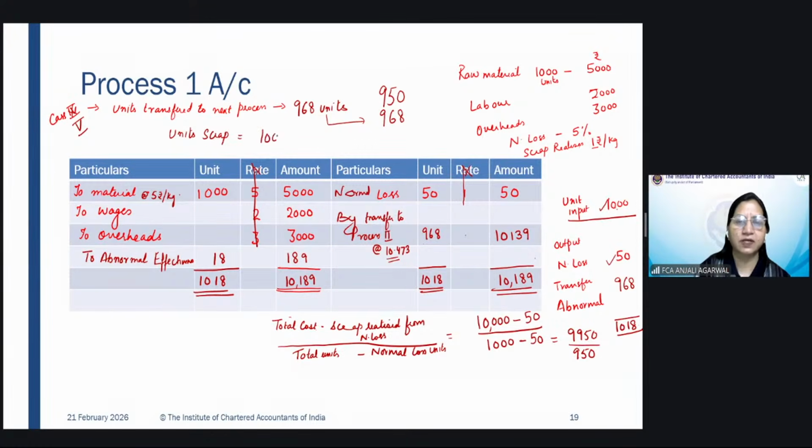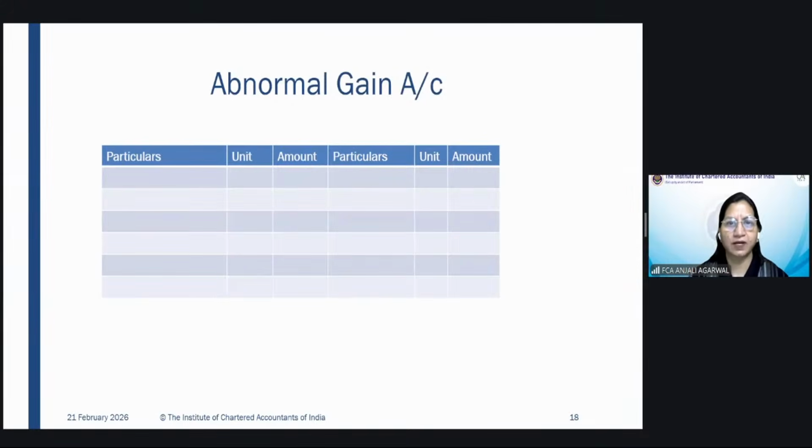You had 1,000 units minus 968. So what could you sell as a scrap? 32 units. So what did you give to the scrap dealer? 32 units, who gave you 1 rupee per unit, and you got bank account debit 32. So this will change the normal loss account also, and the abnormal effectiveness or abnormal gain account.